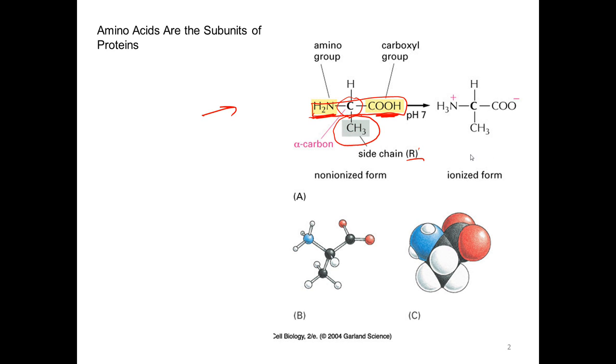Now in aqueous solution, amino acids exist as zwitterions, meaning doubly charged molecules with a positively charged amino group and a negatively charged carboxylic group. And in the next couple of videos we'll be talking about some of the consequences of its zwitterionic form. These are two other depictions of the same molecule, ball and stick, and a space-filling model with the amino group, the alpha carbon, and the carboxylic acid.